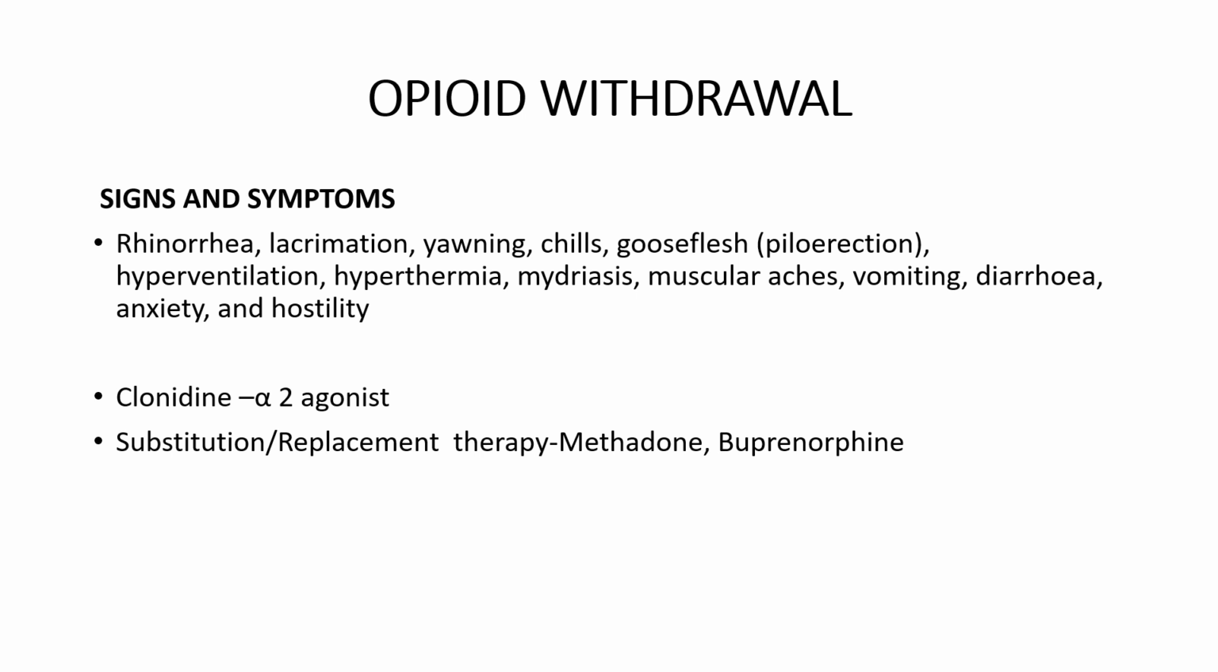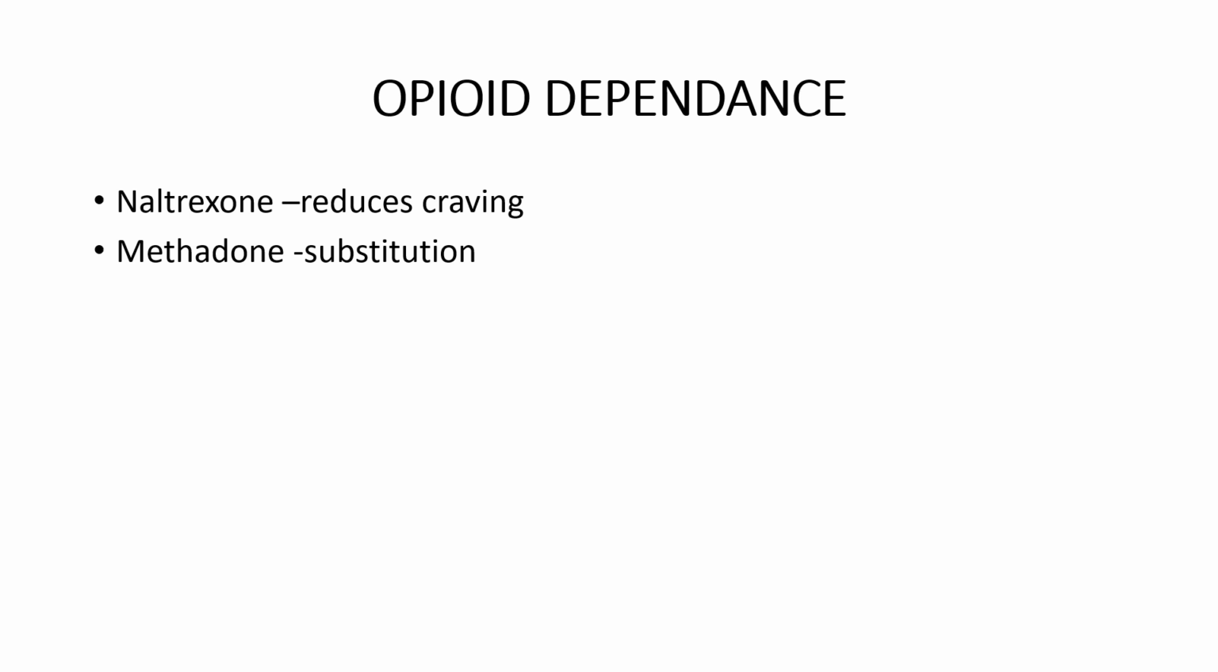Okay, so if the patient is taking a strong agonist like morphine, it can be replaced or substituted with a longer acting drug like methadone and buprenorphine, and then it can be slowly withdrawn. So this is the management of opioid withdrawal. And another problem with opioid use is opioid dependence. Whenever the patient is dependent on opioid, you cannot withdraw the drug suddenly because it produces withdrawal symptoms. So you can substitute with methadone and slowly withdraw.